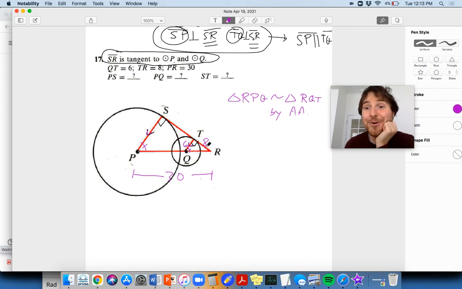Oh, Pythagorean theorem. There we go. Look, there's a right triangle right here. I can actually solve for this here. Look, check it out. Let's let this one be X. Look, I have the Pythagorean theorem.